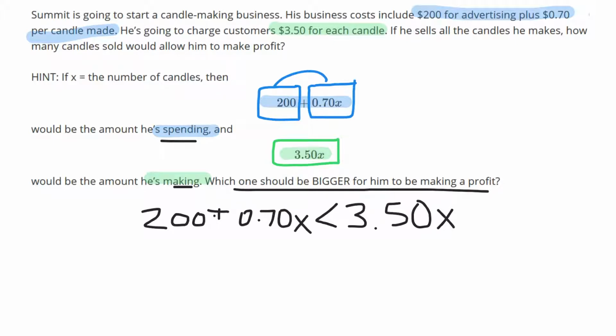Now this is a bit of a tricky inequality to solve, because we've got an x on both sides. So just a quick recap to get started on this. Because there's an x on both sides, we want to subtract one of them. It wouldn't make sense to subtract the 3.50x on the right, because then you'd have nothing left on the right hand side. So instead what we're going to do is subtract 0.70x from both sides. And by doing that, this is going to completely cancel out, and then all you'd be left with is 200 on the left side. But I'll leave the rest of that to you.